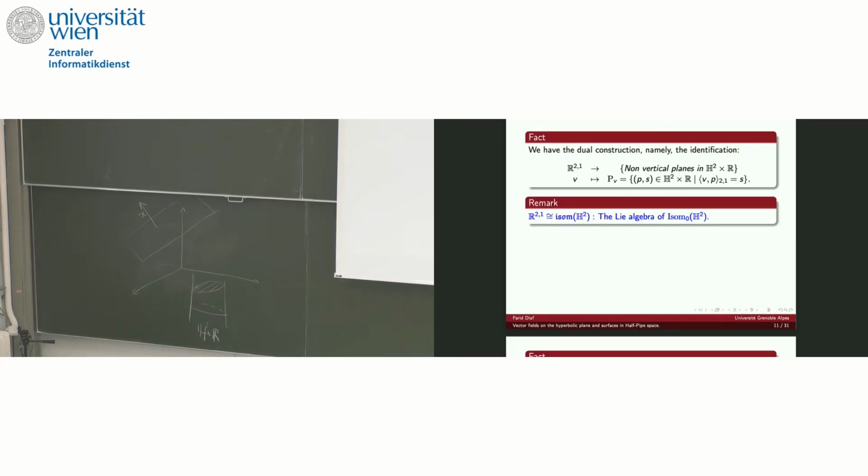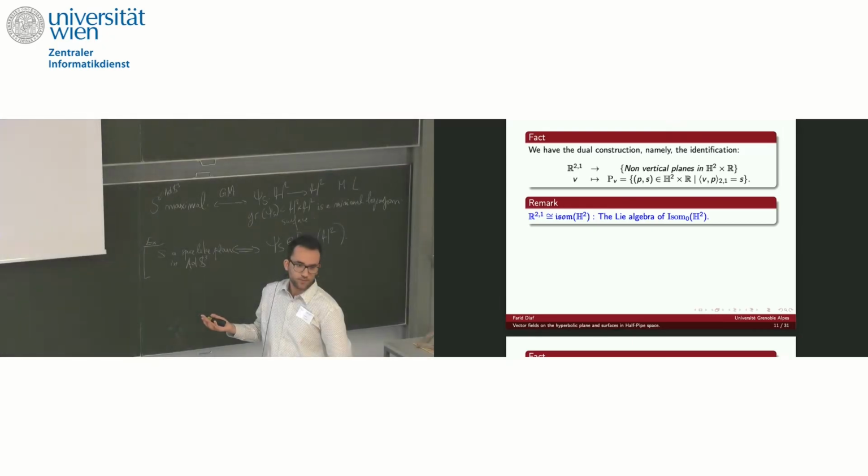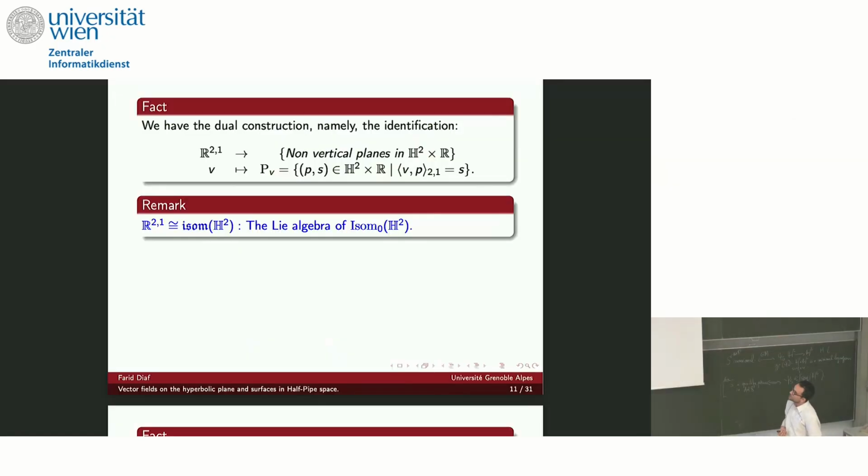Okay, and now the question is, where are the vector fields behind all this business? Sorry? Doesn't V need to be time-like so that its orthogonal complement is space-like? No, there is no meaning of time-like or space-like in H2 cross R. It's not a pseudo-Riemannian geometry. This is why I call it a non-vertical plane. We don't have a metric.